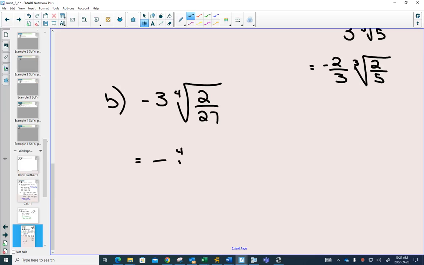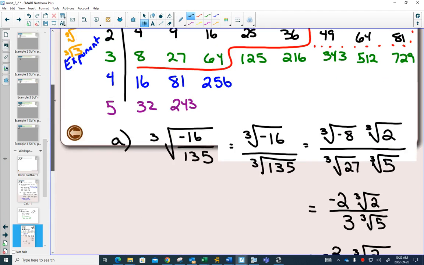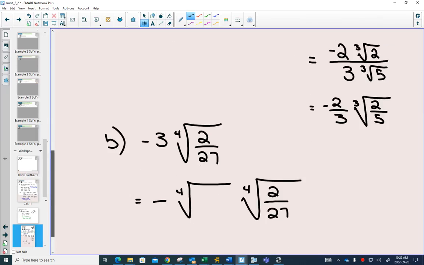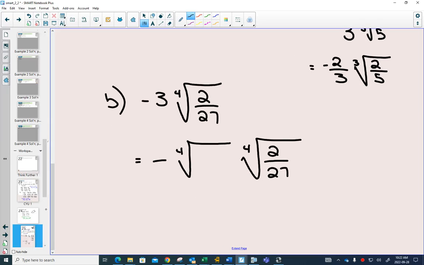But our first job is to change the 3 to something as a fourth root. And this is where our powers chart comes into play. Powers of 4. What is the power of 4 for 3? It's 81. So we can change and rewrite the 3 as the 4th root of 81.